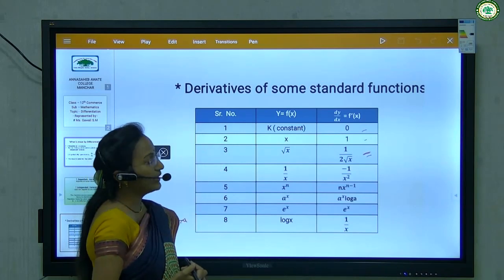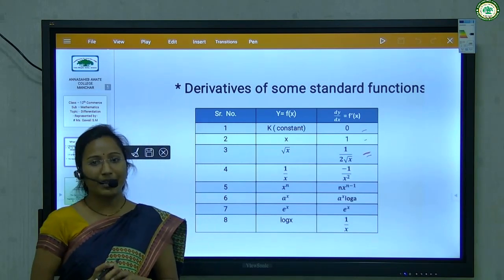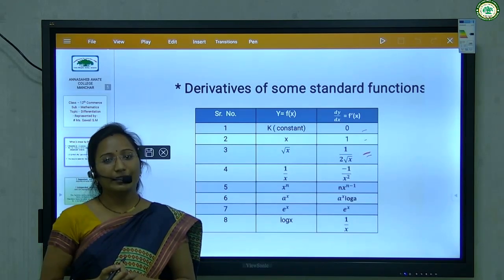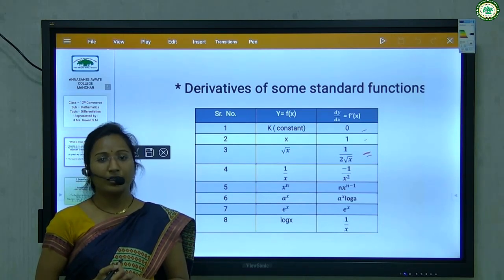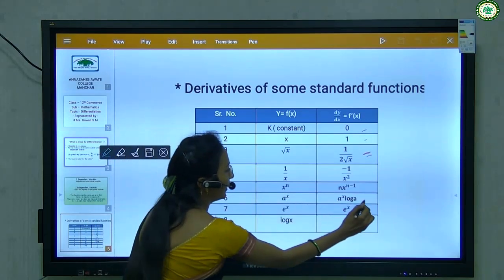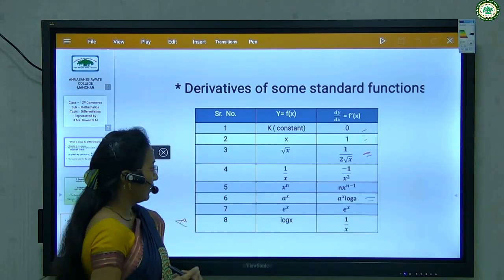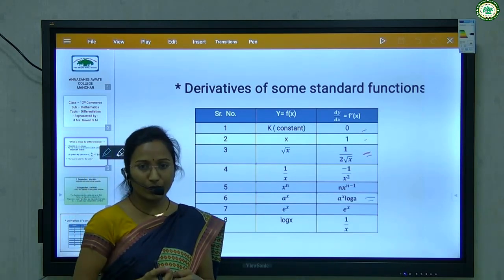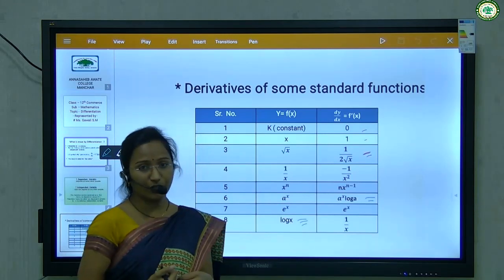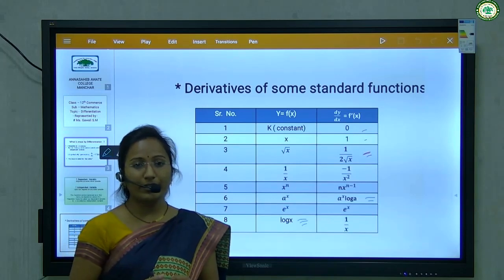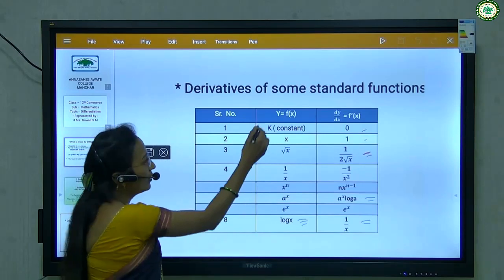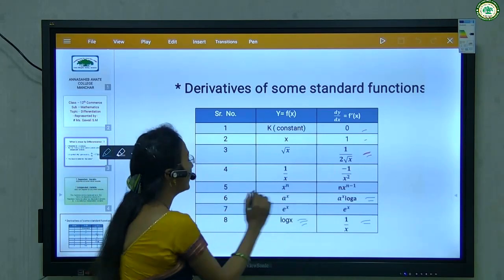The next function is 1 by x. The derivative of 1 by x is minus 1 upon x square. Similarly, the derivative of x raised to n is n times x raised to n minus 1. The derivative of a raised to x is a raised to x log of a. And the derivative of e raised to x is e raised to x. And the last function, which is logarithmic function, y is equal to log of x. The derivative of log x is 1 upon x. So in this table we have 8 standard functions and their derivatives.